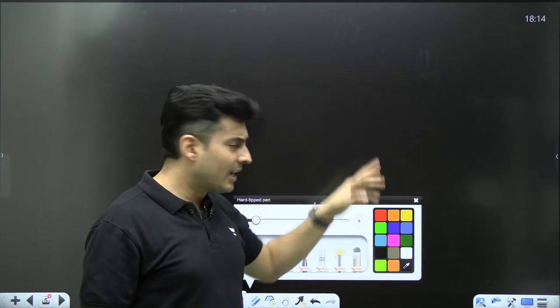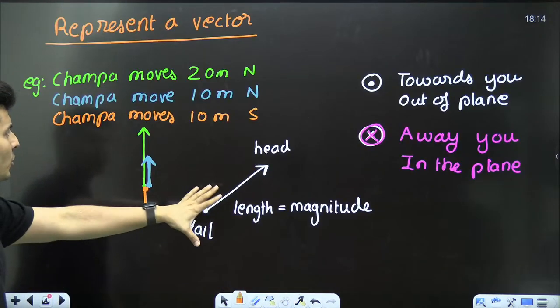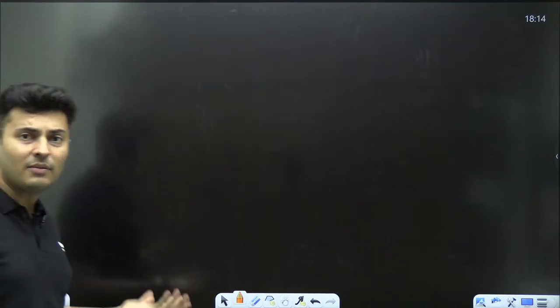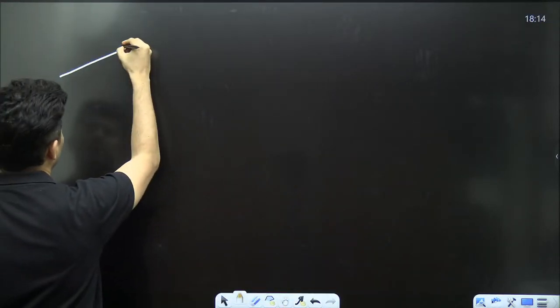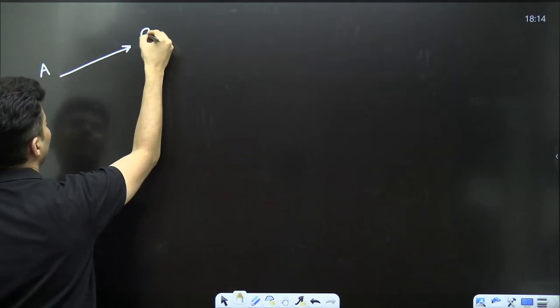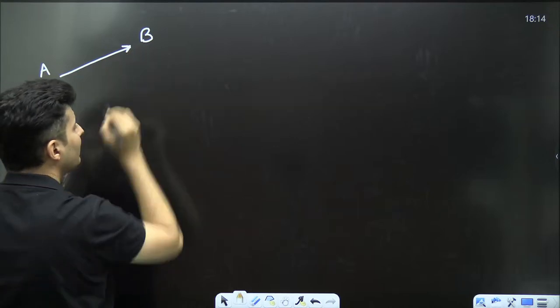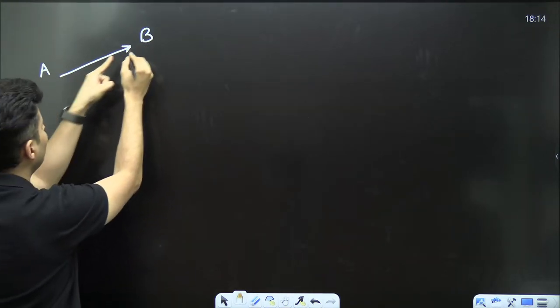But there are other ways also. That was the diagrammatical way, guys. I showed it on a diagram. But there is another way of representing a vector, and that is via alphabets. For example, this is my vector. This is point A, this is point B. Okay, everybody with me? I'm going from here to here.